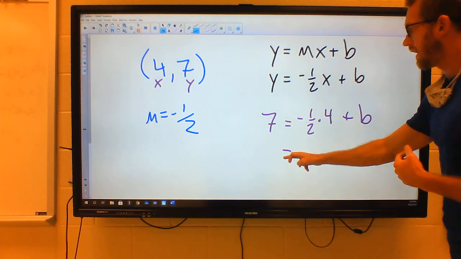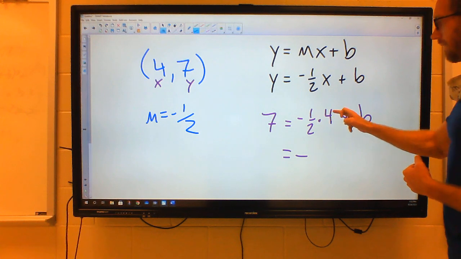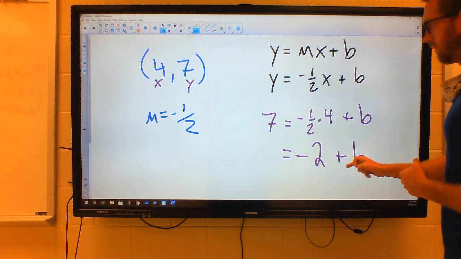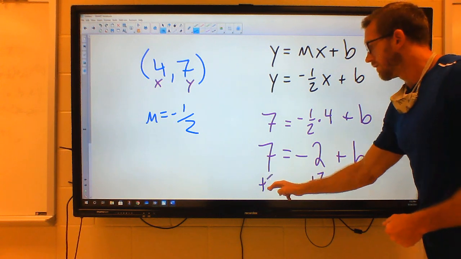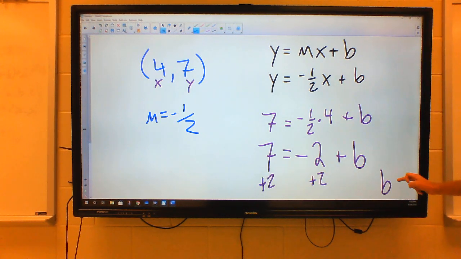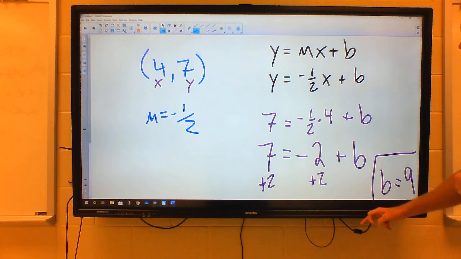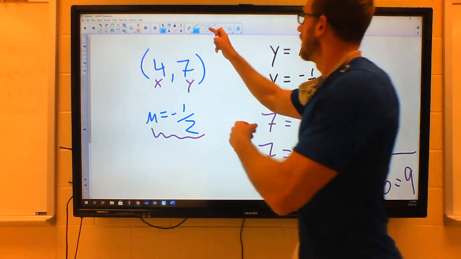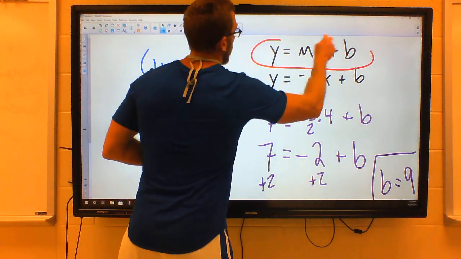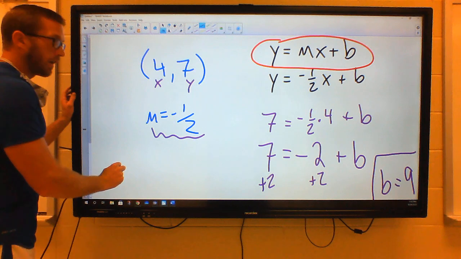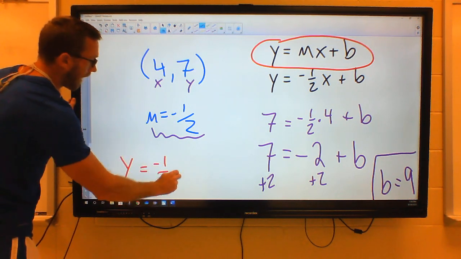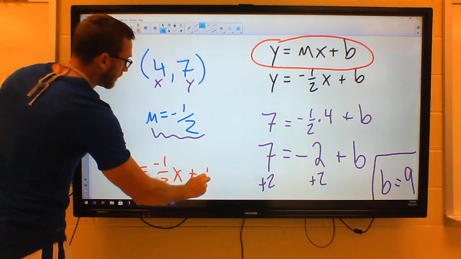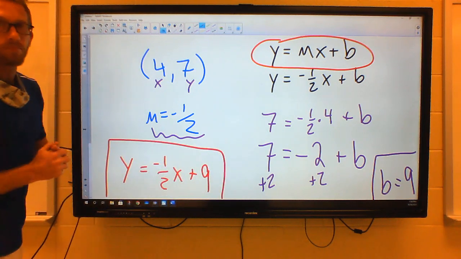Negative times a positive is a negative. 1/2 times 4 is 2. Add 2 to the other side, and we get that b equals 9. And now that we know what b is, and we know what our slope is, now we can write our official final answer in slope-intercept form. y equals negative 1/2 x plus 9. And that's our final answer, okay?